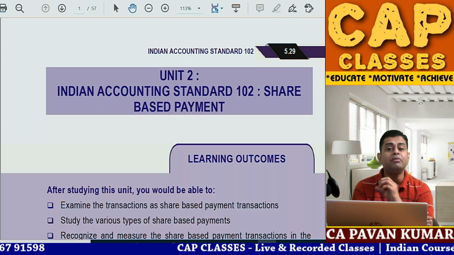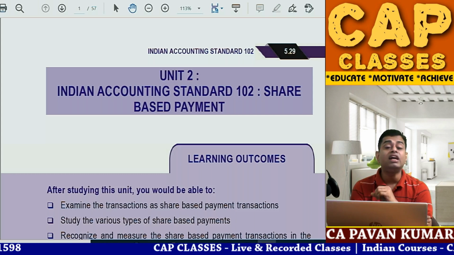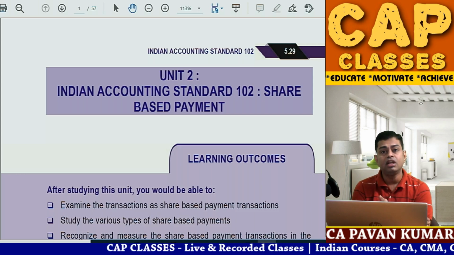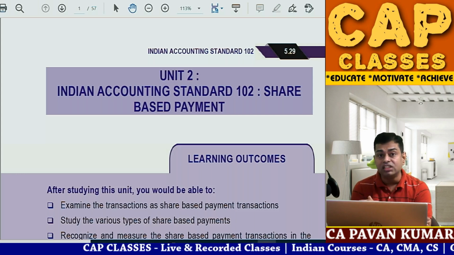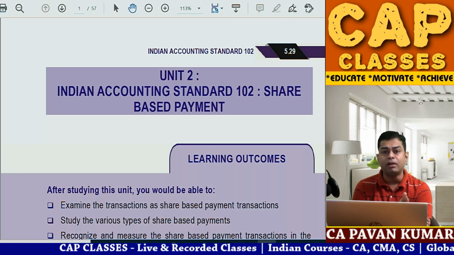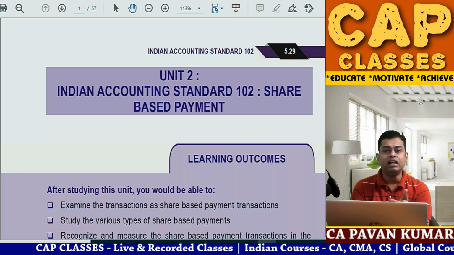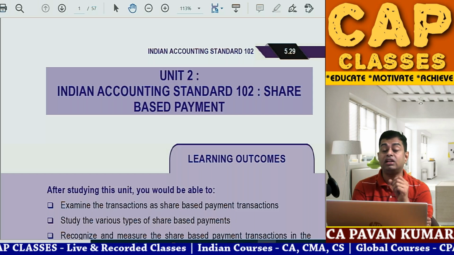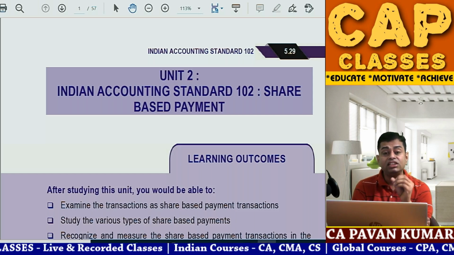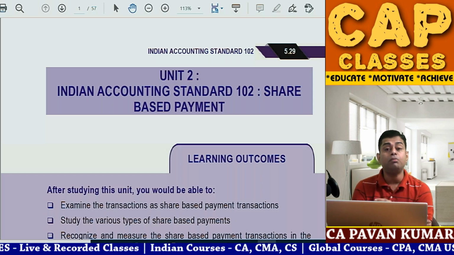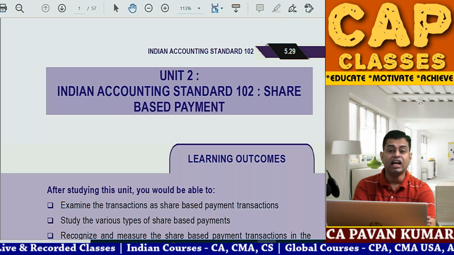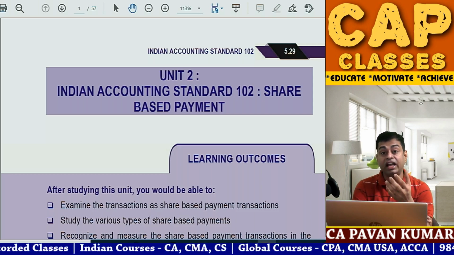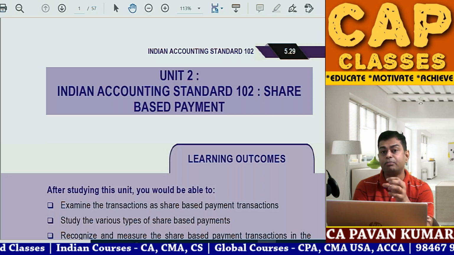SEBI has given some guidance when a listed company is issuing shares in consideration other than cash, not in mergers and acquisitions. If you are giving it to your employees, so how to treat that? SEBI guidance is there. ICAI has issued a guidance note, but the problem is that the guidance note covers only employees. What about third party? I have purchased land and I have given shares. So I have purchased property, plant and equipment or land.